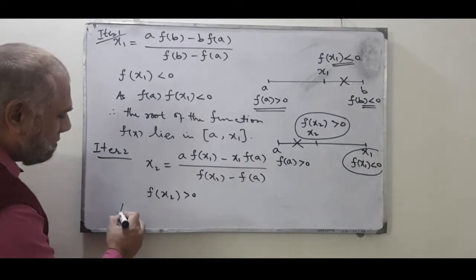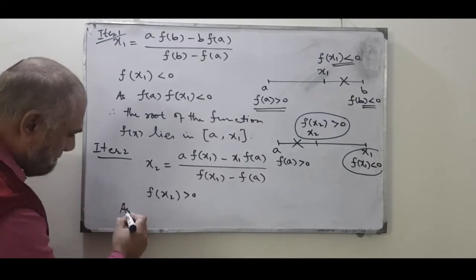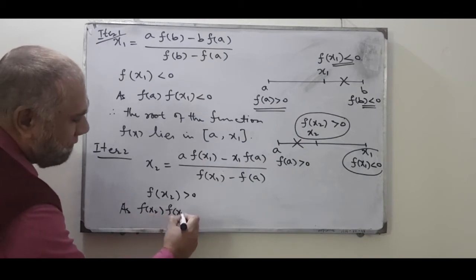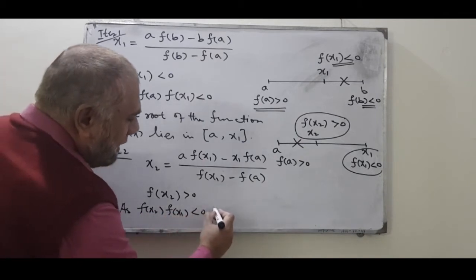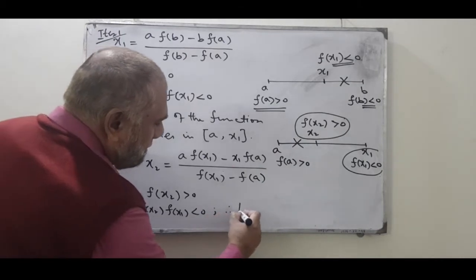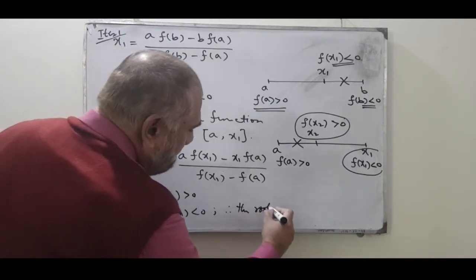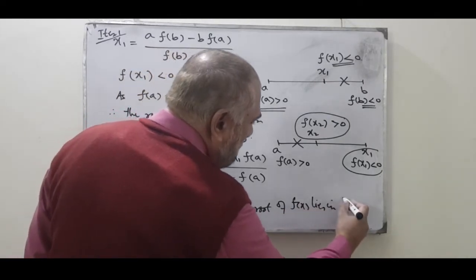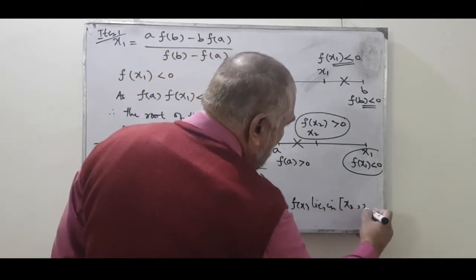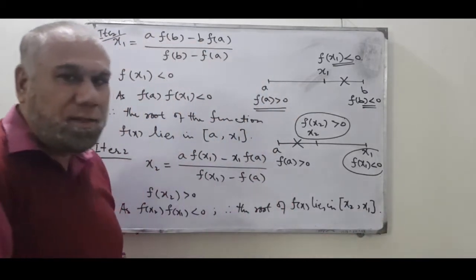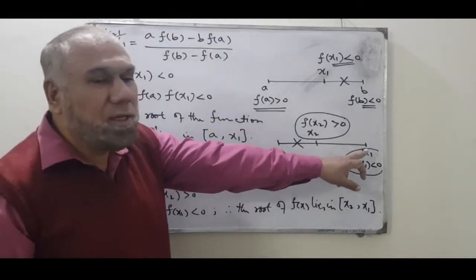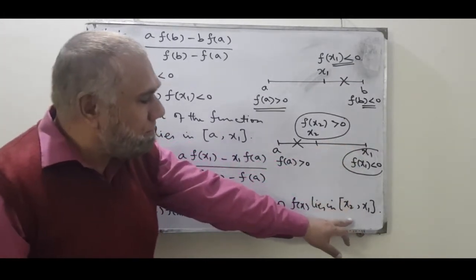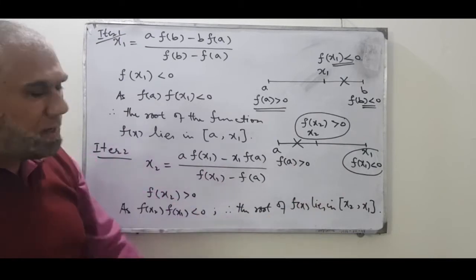So here we write down that the product of the function at x2 and f(x1) is negative, and therefore the root of f(x) lies in the new domain of x2 and x1. And one more important thing is that you have to keep the order of these numbers as they are appearing on the interval. Do not change the order. You have to keep the order intact.